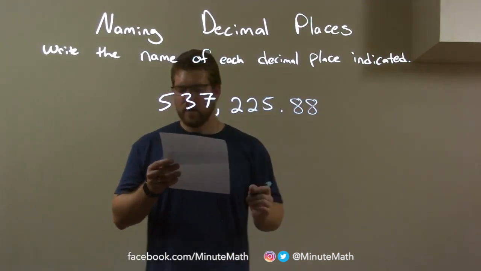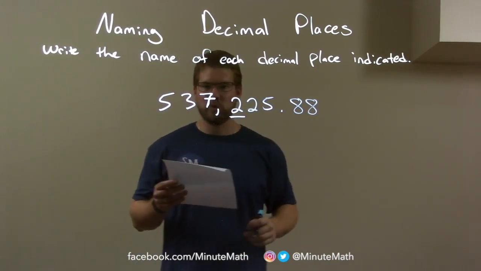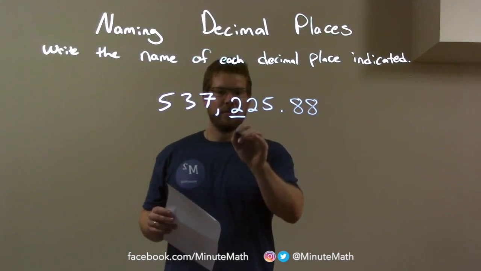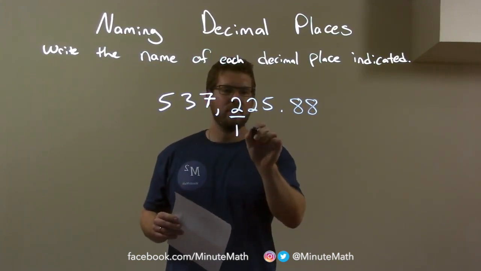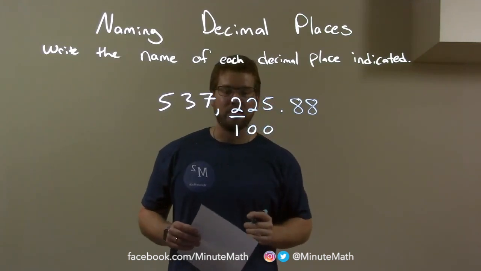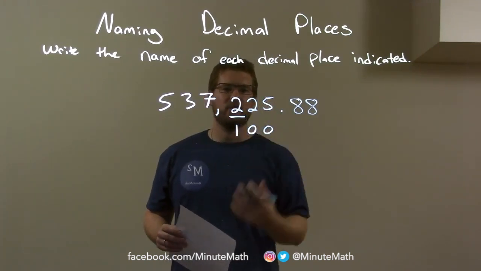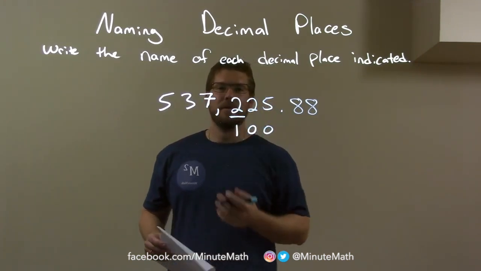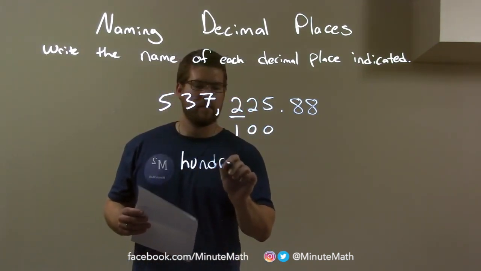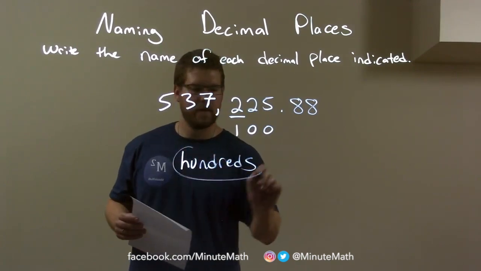537,225.88. And the number indicated is this 2 right here. My technique, underneath that 2, I will put a 1. And I put zeros underneath each digit until the last one right before the decimal. So that number is 100. So this placement here is the hundreds place. And there's our answer.